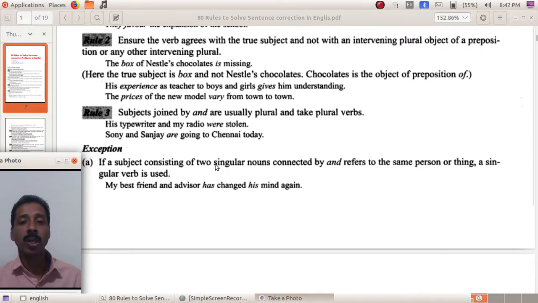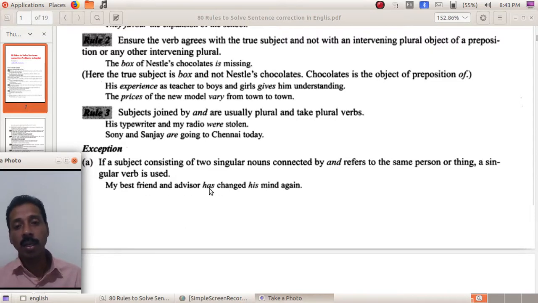What's the meaning of that? Two singular nouns connected by and. If that refers to the same person, the verb should be singular. Look at the sentence here. My best friend and advisor has changed his mind again. What's the meaning of that? My best friend and advisor refers to the same person. Understood? His friend is his best friend and also his advisor. The same person is referred to here.